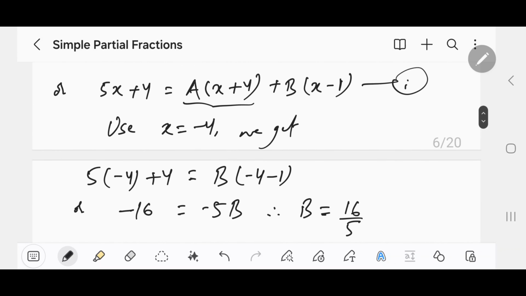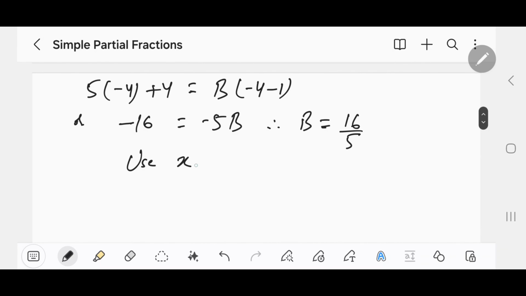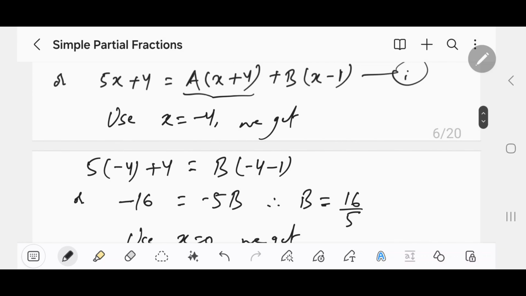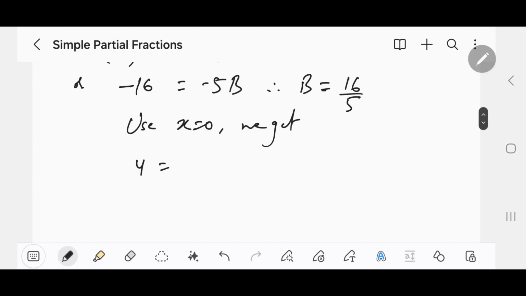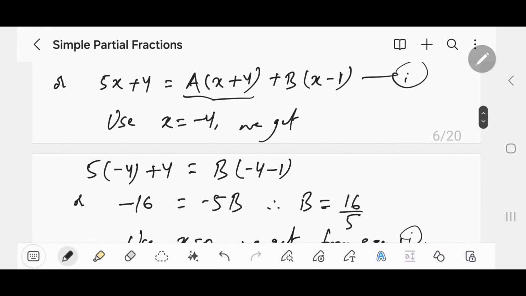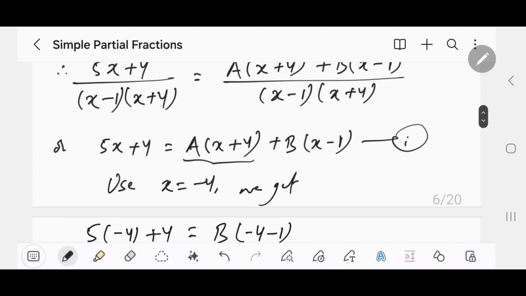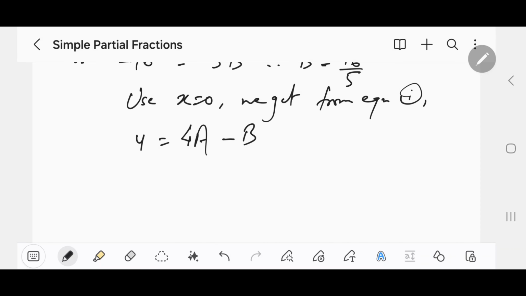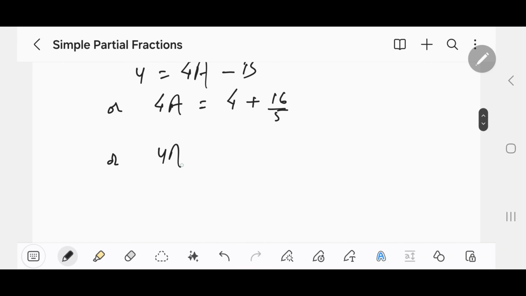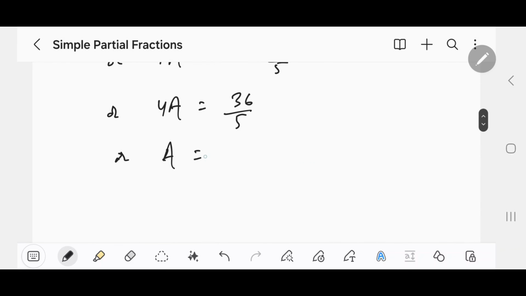And again use x equals 0 now. We get, from equation first, 4 equals 4A - B, or 4A equals 4 + B. But we have B equals 16/5, so 4A equals 20/5 + 16/5, which is 36/5, or A equals 36/20, so 9/5. That is A equals 9/5.